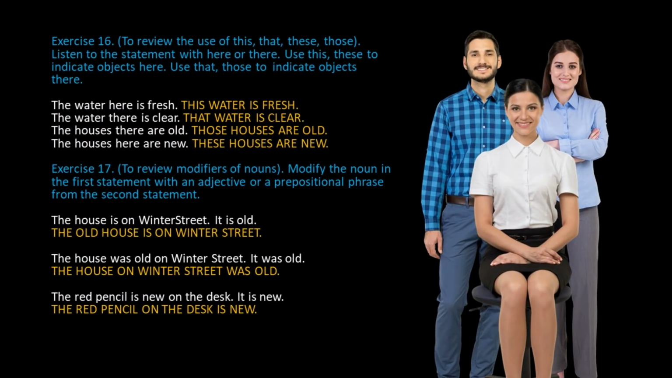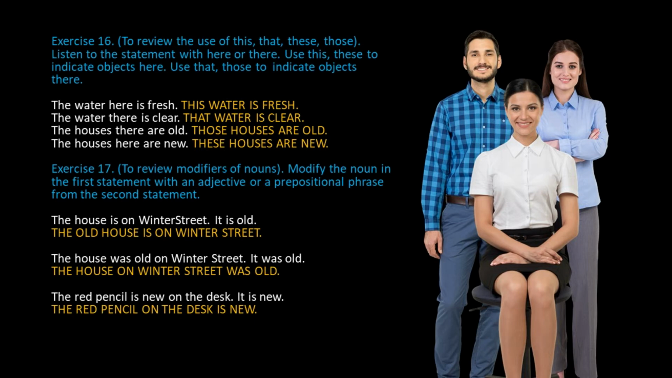Exercise 16. To review the use of this, that, these, and those. Listen to the statement with here, or there. Use this, these, to indicate objects here. Use that, those, to indicate objects there. For example, The water here is fresh. This water is fresh. The water there is clear. That water is clear. The houses there are old. Those houses are old. The houses here are new. These houses are new.